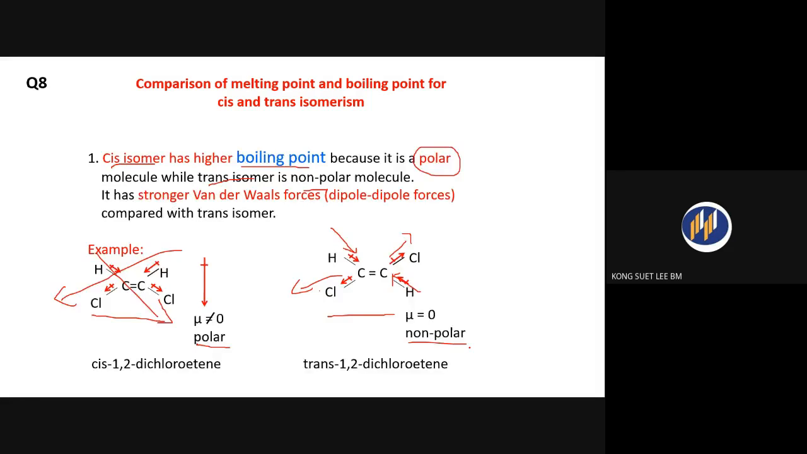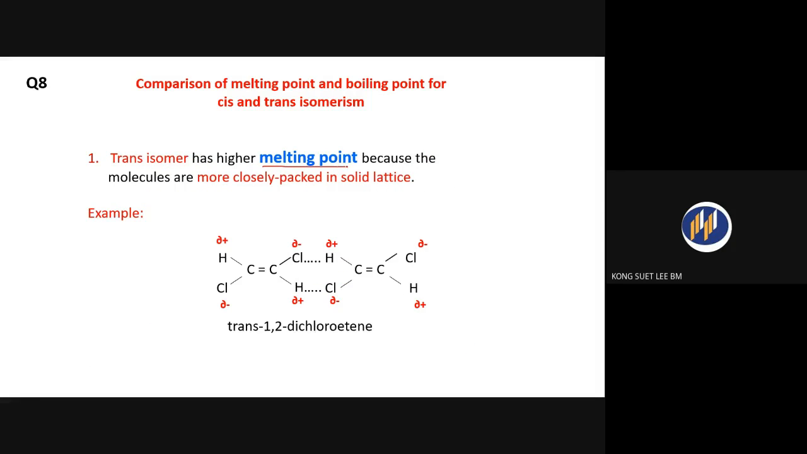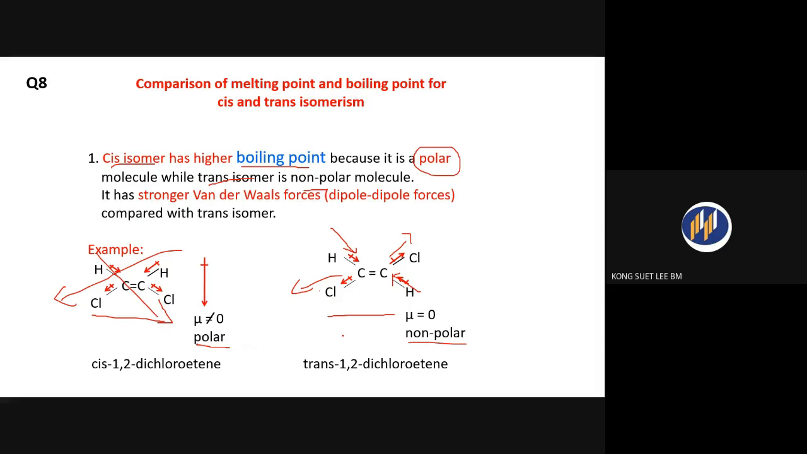But when we go for melting point, it's another explanation. Melting point, trans has higher melting point. Why? Because more closely packed in solid lattice. If you check the mass of chlorine and hydrogen, satu berat, satu ringan, match. Satu ringan, satu berat, match. Jadi kat sini dia boleh closely packed dalam bentuk lattice. That's why trans isomer has higher melting point. Peleburan untuk trans lebih tinggi kerana dia rapat, disusun.